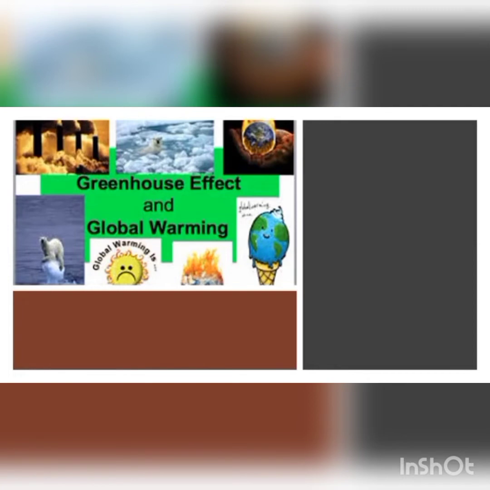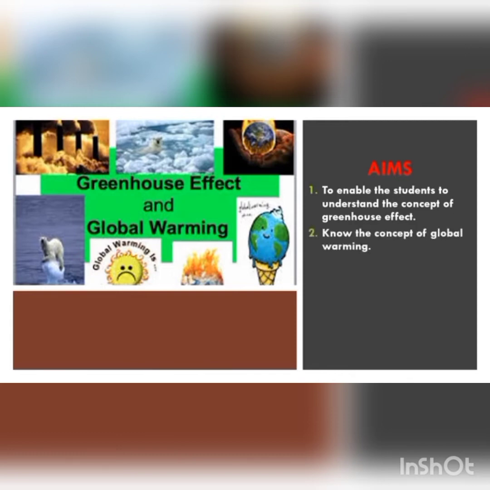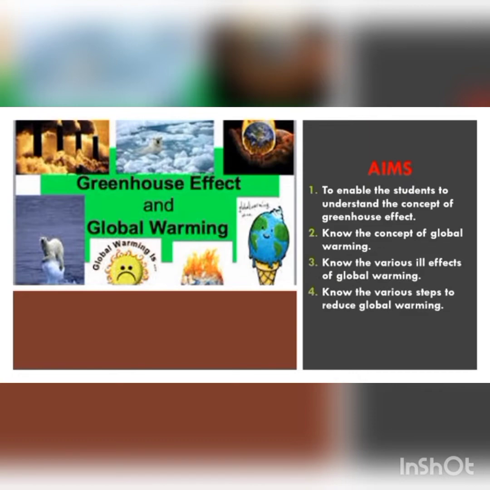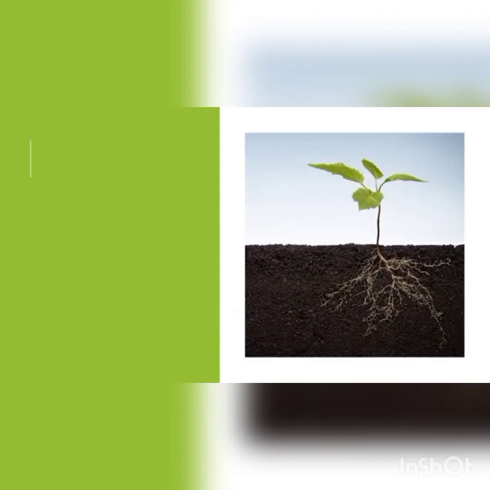In this chapter we read about the greenhouse effect and global warming. The aim is to enable the students to understand the concept of the greenhouse effect. Second, know the concept of global warming. Third, know the various ill effects of global warming. Fourth, know the various steps to reduce global warming.